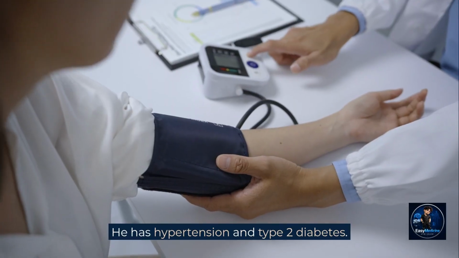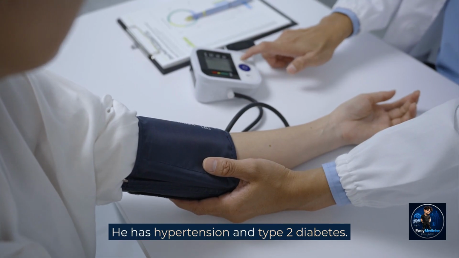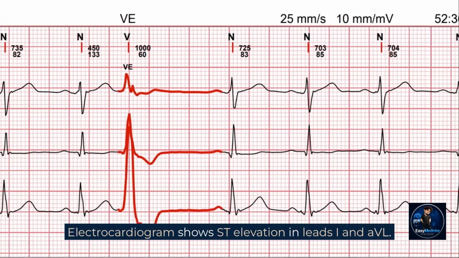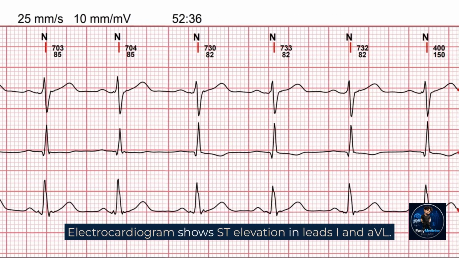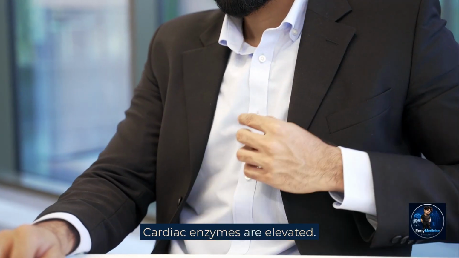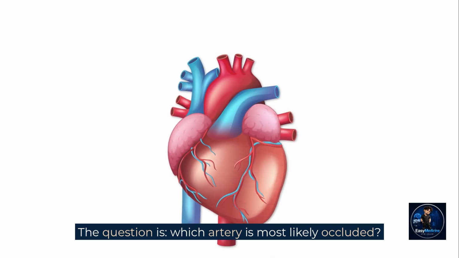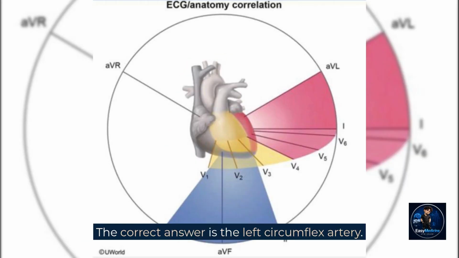He has hypertension and type 2 diabetes. Electrocardiogram shows ST elevation in leads I and AVL. Cardiac enzymes are elevated. The question is, which artery is most likely occluded? The correct answer is the left circumflex artery.